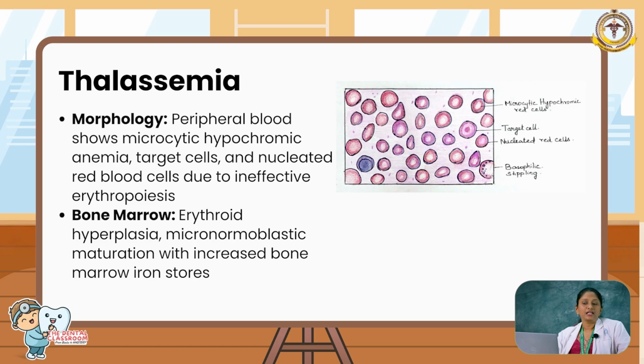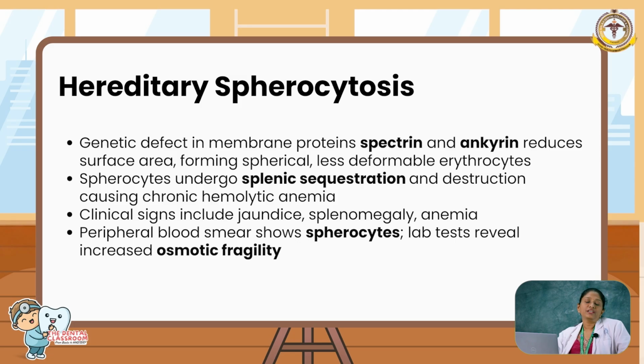Morphologically, in the peripheral blood there are microcytic hypochromic cells, target cells and nucleated red blood cells due to ineffective erythropoiesis. The bone marrow shows erythroid hyperplasia, micronormoblastic maturation and increased bone marrow iron stores. The diagnosis can be confirmed with hemoglobin electrophoresis revealing abnormal hemoglobins. In addition, we can also go for genetic testing for globin gene mutations. Hereditary spherocytosis is a genetic red cell membrane defect where there is a defect in the proteins spectrin and ankyrin.